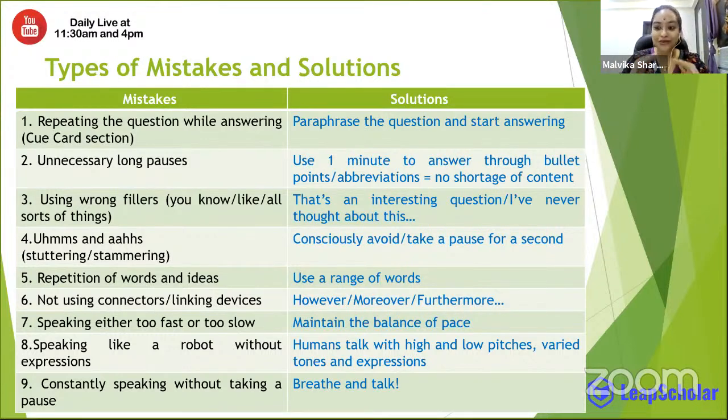We don't have to start like this. We don't have to repeat the question written in the cue card, nor do we have to repeat the question asked by the examiner. What we can do instead is paraphrase the question. We can answer the question while paraphrasing, while taking the question in our own words.